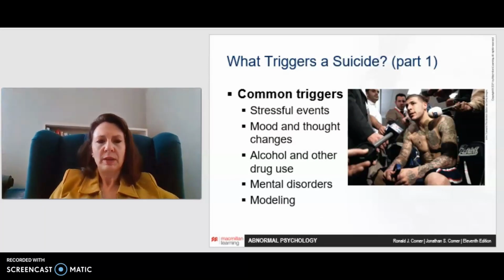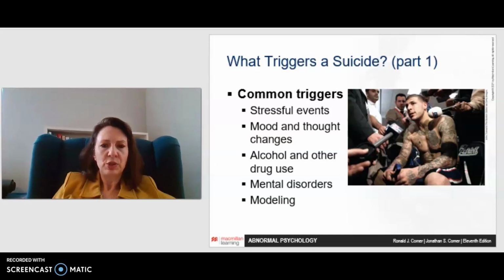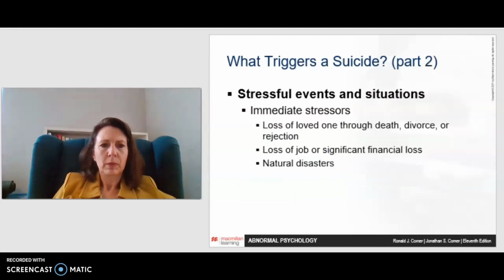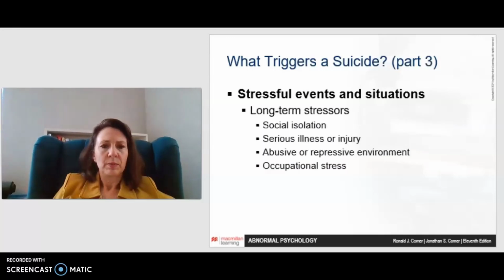Common triggers of suicide include stressful events, mood and thought changes, alcohol and other drug use, mental disorders, and modeling. In terms of stressful events and situations, immediate stressors might include loss of loved ones, loss of job or financial loss, natural disasters. Long-term stressors include things like social isolation, serious illness or injury, abusive or repressive environments, and occupational stress.